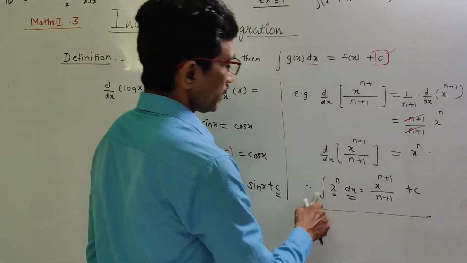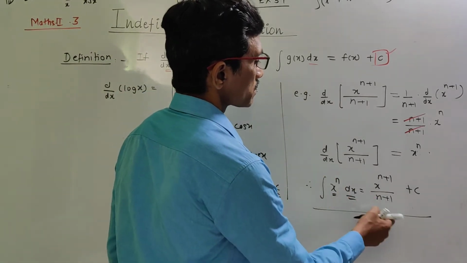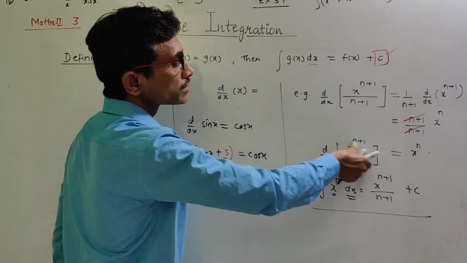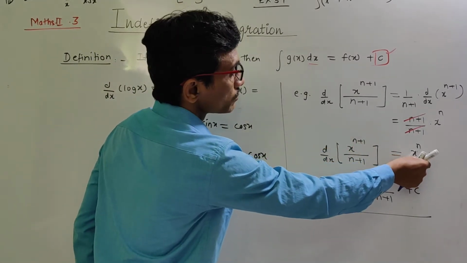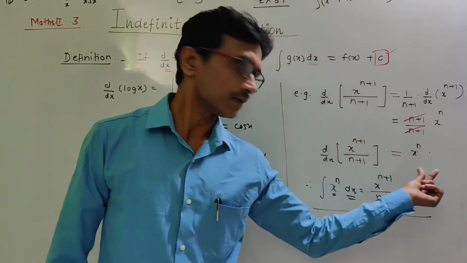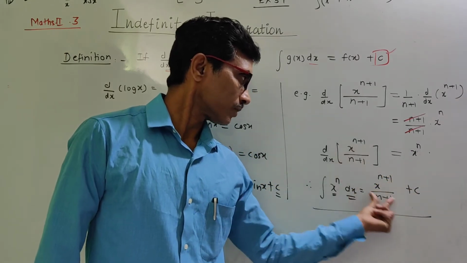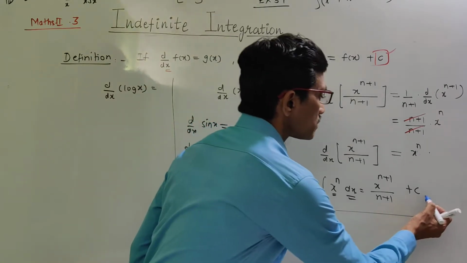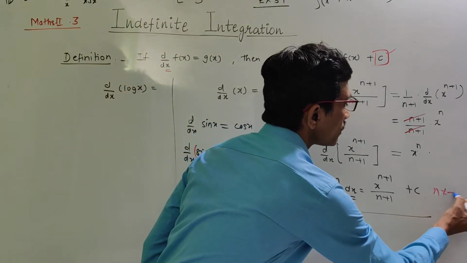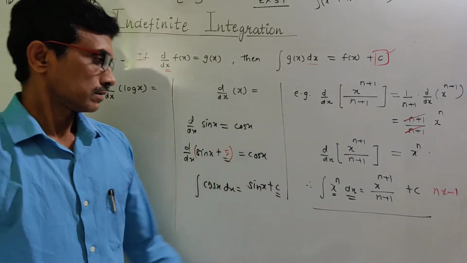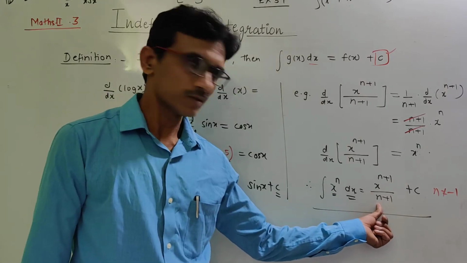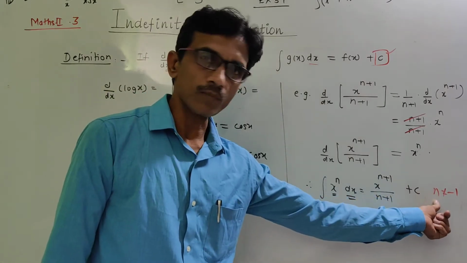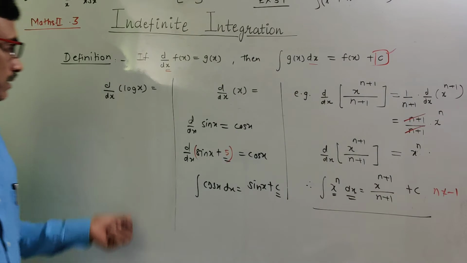So this is the integration of x raised to power n dx. The derivative of this function is x raised to power n, so the integration of x raised to power n is x raised to power n plus 1 upon n plus 1. Here one condition is that n should not be equal to minus 1. For n equal to minus 1, we have a different formula.